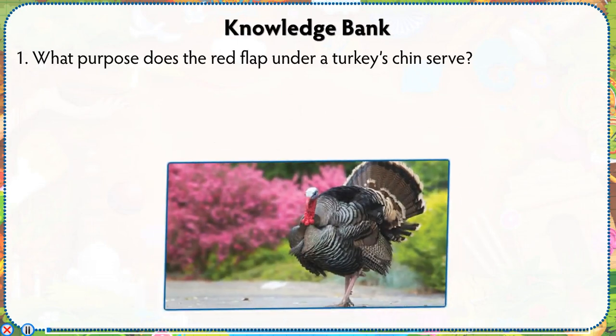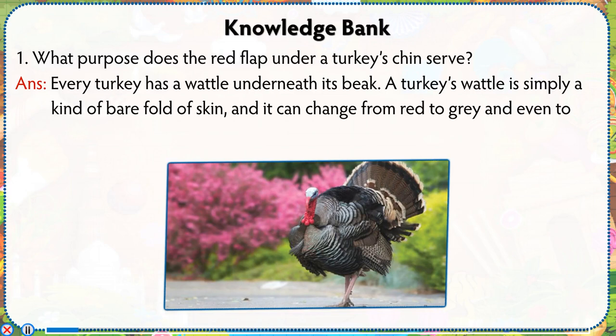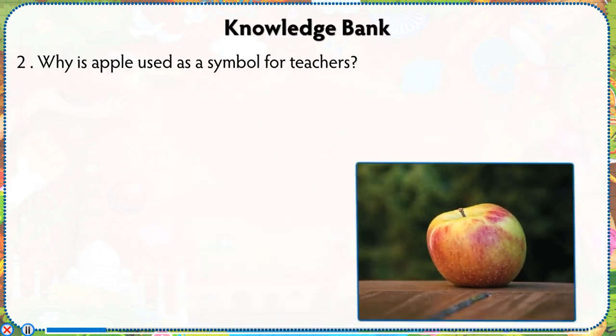Knowledge Bank. First, what purpose does the red flap under a turkey's chin serve? Answer: every turkey has a wattle underneath its beak. A turkey's wattle is simply a kind of bare fold of skin, and it can change from red to grey and even to white or blue if the turkey is angry, upset, threatened, or otherwise distressed.